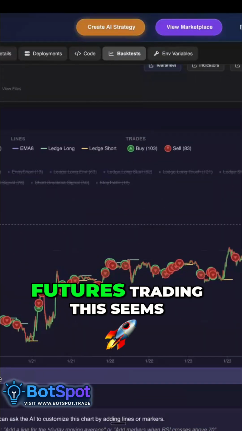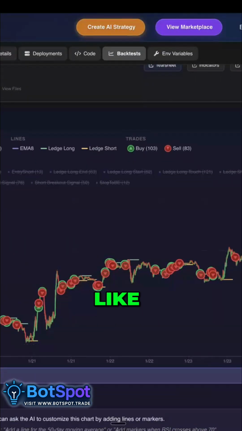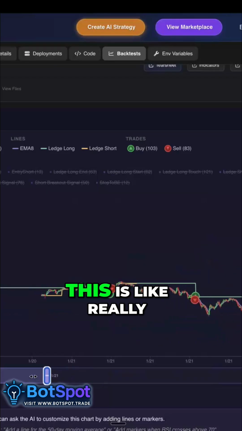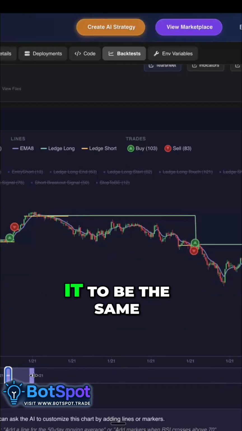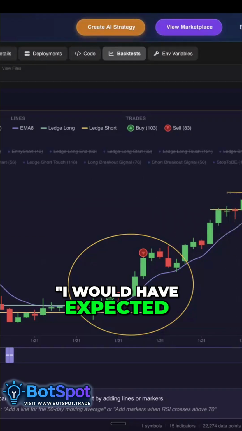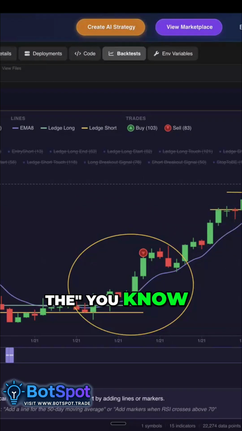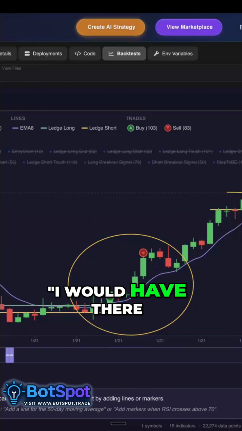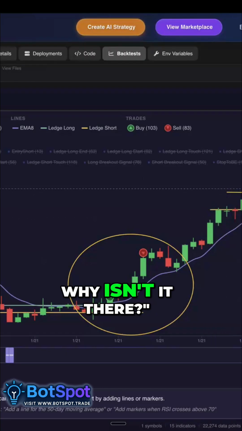I found that for futures trading, this seems to be quite useful. Everyone that I've shown this to that trades futures is like, wow, this is really useful. So hopefully you guys find it to be the same. You can draw a line on the graph and say, I would have expected, in this case, he trades something called ledges. I could say, I would have expected there to be a ledge here. Why isn't it there?